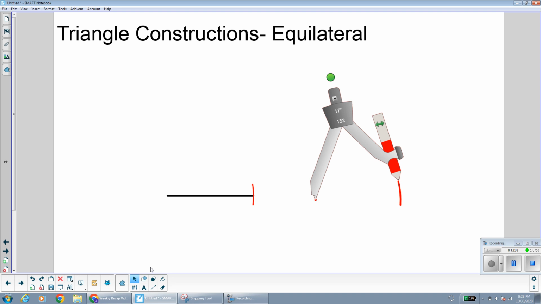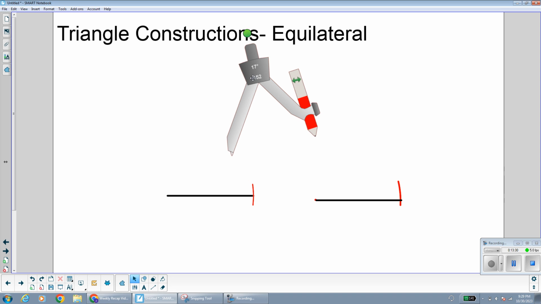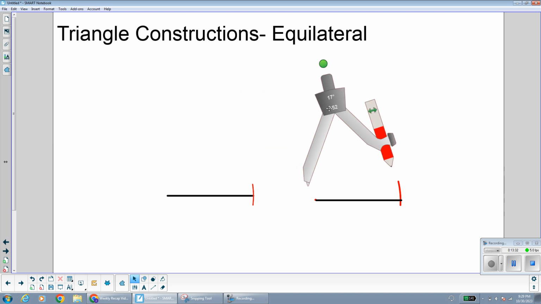And I'm going to swing the arc. And from that point, oops, there we go. From that point to the arc, I just use my straight edge to draw my line segment. And that's going to be one side of the triangle.